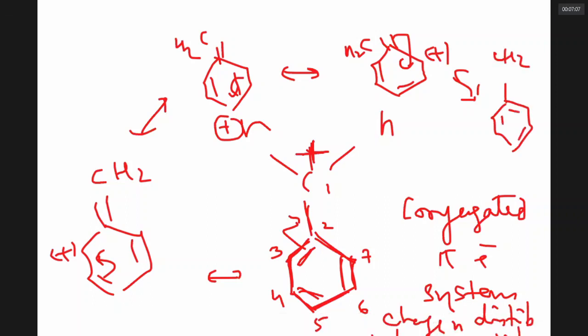You notice that the benzyl carbocation can have 1, 2, 3, 4, 5 resonance canonical forms, because of which the positive charge is distributed and therefore it readily forms. Once it forms, the rest is so simple.